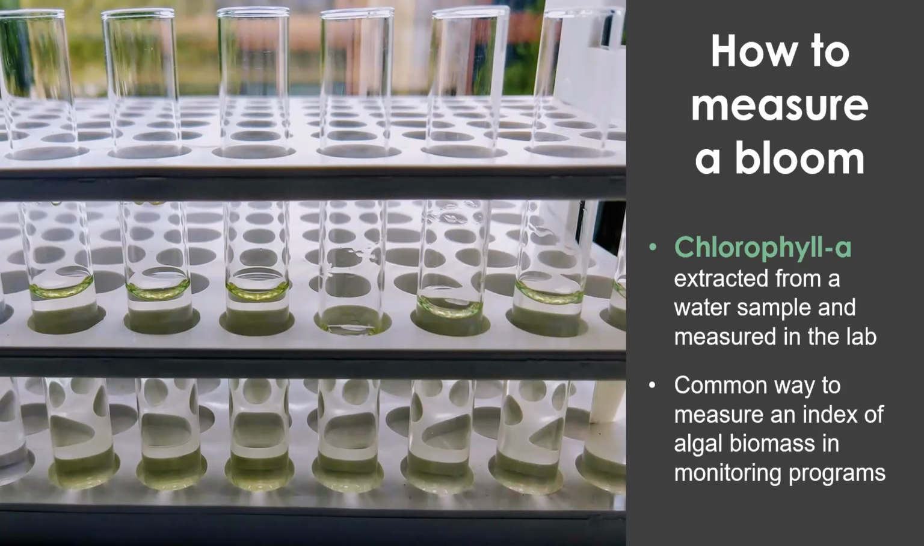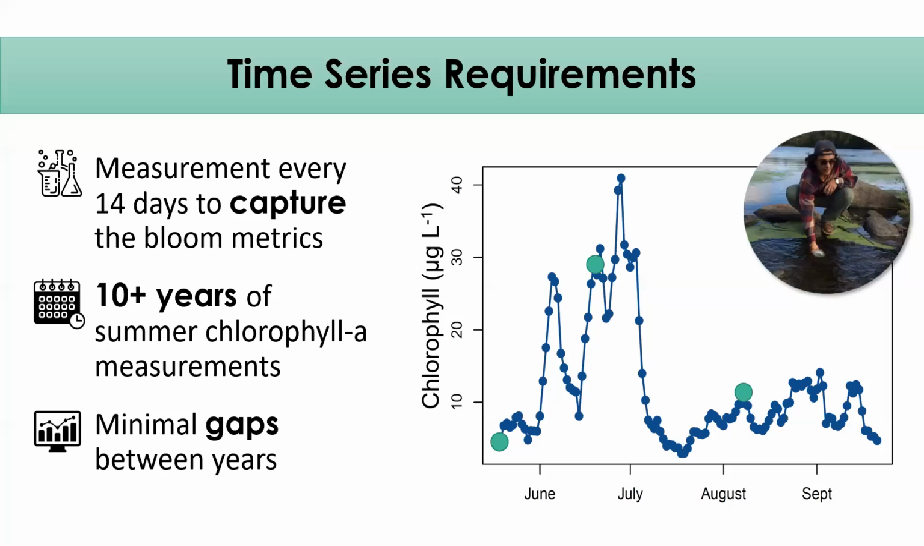So now that we have our metrics and how we're going to measure this, we went about looking for different time series in many lakes in order to ask this question, are blooms getting worse? But we needed to have some requirements for what those time series would look like, right? And so one of the first things is, well, how frequently do you need to measure chlorophyll in a lake in order to capture the change in magnitude, severity, and duration?